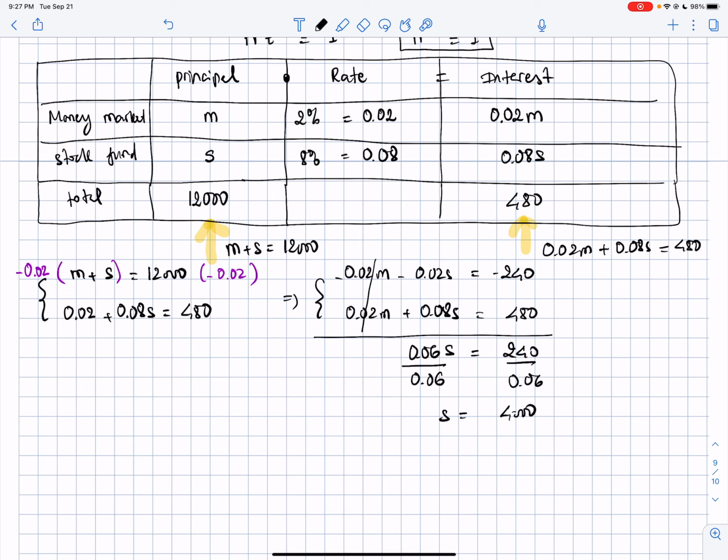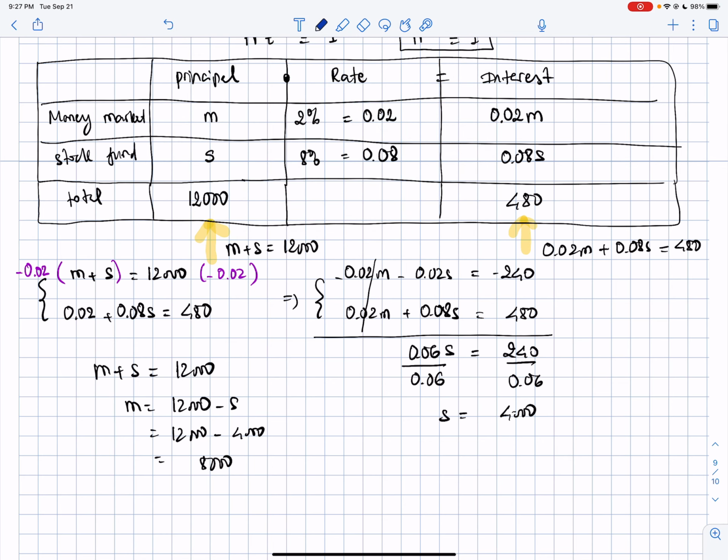So the total that we have is 12,000, which is the first equation. M plus S is 12,000, so to find M, we take 12,000 minus the S. So 12,000 minus 4,000, the other account has to be 8,000.